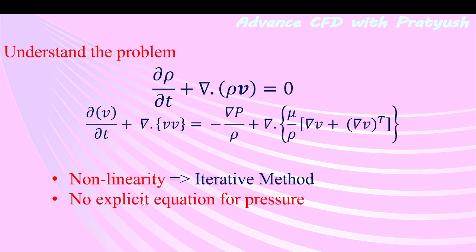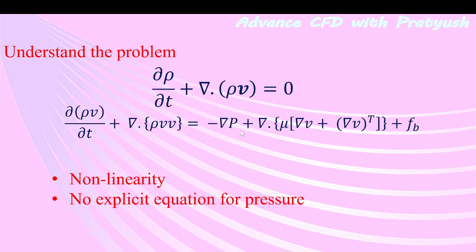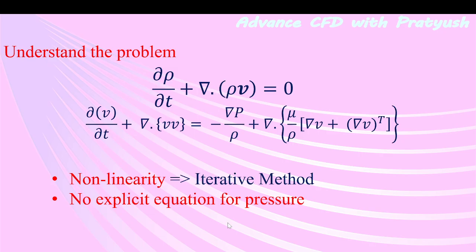So the problem of the non-linearity, we can solve by using some iterative method. This problem of the non-linearity happens due to this term and this term, that is the convection term, which we can solve using the iterative method. But there is no explicit equation for the pressure, so the problem still occurs, and that is where this concept of the pressure coupling comes into the picture.